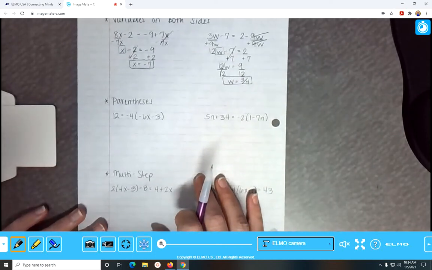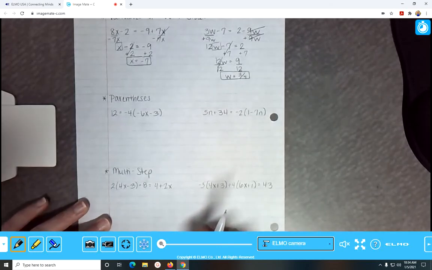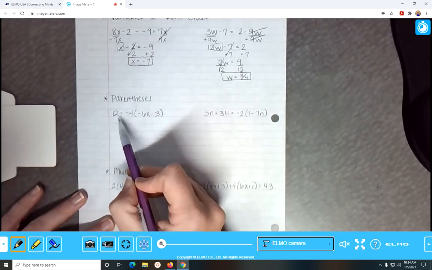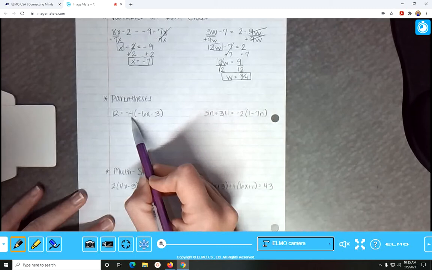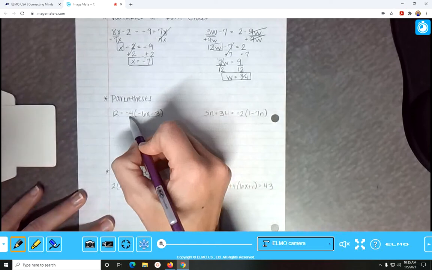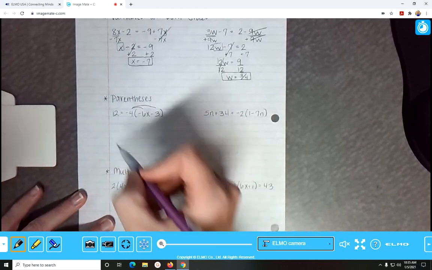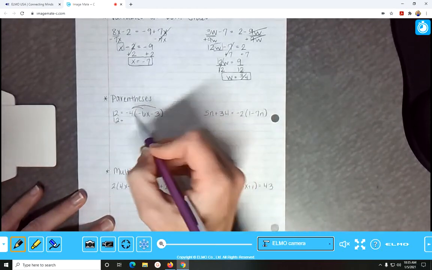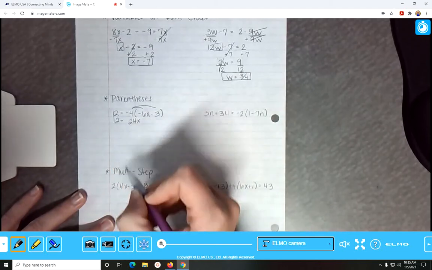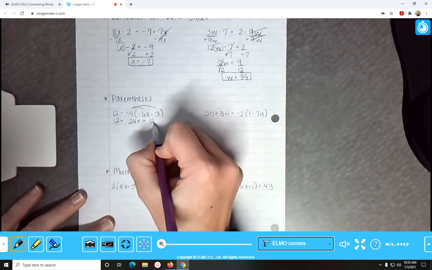Okay. Next, we want to look at some equations that have parentheses in them. When you see parentheses, the first thing that you want to do is get rid of those parentheses by distributing by whatever's sitting in front. So in this first equation, I have 12 equals negative 4 times the quantity negative 6x minus 3. I want to take this negative 4 and distribute it to both terms in my parentheses. Okay, so I'm going to bring down the 12. Negative 4 times negative 6x would be positive 24x. And then negative 4 times negative 3 is positive 12, or plus 12.